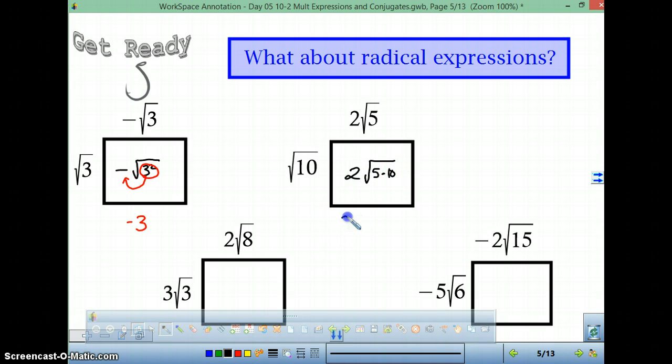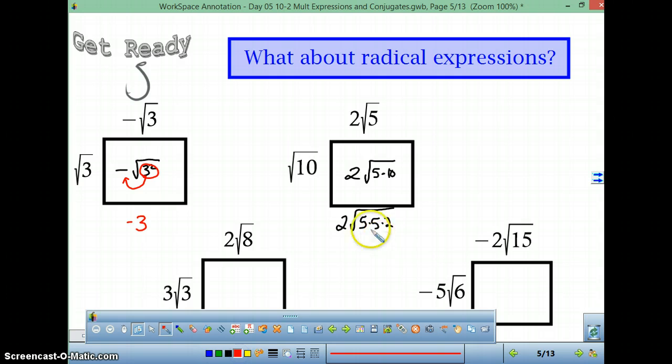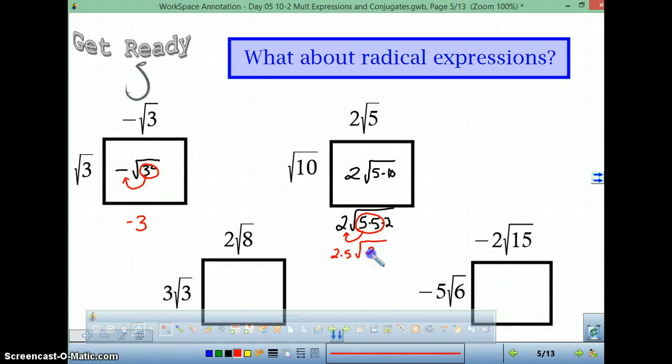Now look what we can do. We can say that's the same thing as 2 times 5 times 5 times 2. You see a perfect square? Right there, take the square root of that out. Now we have 2 times 5 on the outside. On the inside, there's a 2 left over, so we have 10 root 2. Okay?